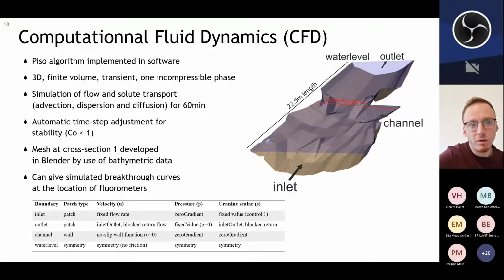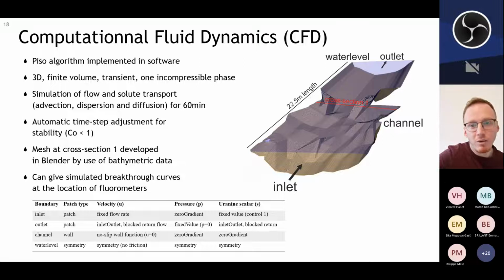Then I simulate the flow and the solute transport. There is advection, dispersion, and diffusion being taken into account, and this simulation is done for 60 minutes. There is an automatic time step adjustment to allow for stability, so that the Courant number is below 1. Those of you who know all this know that it's really important to stay below 1, because otherwise the model becomes unstable.